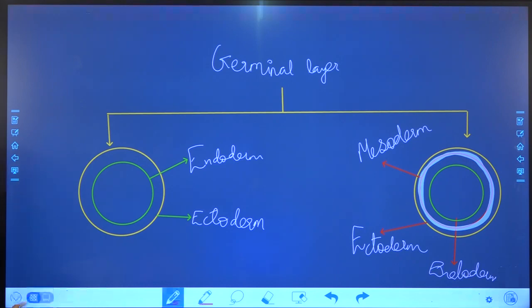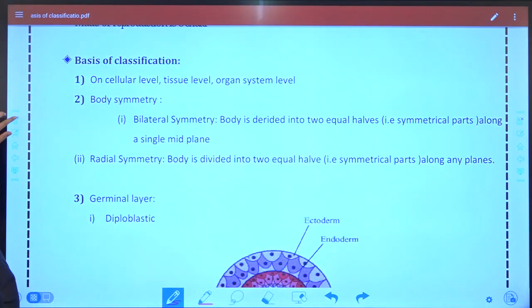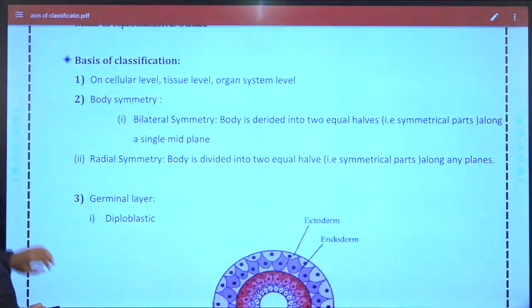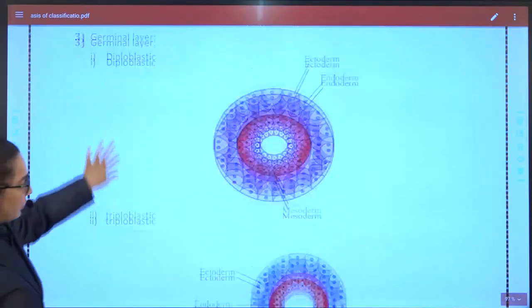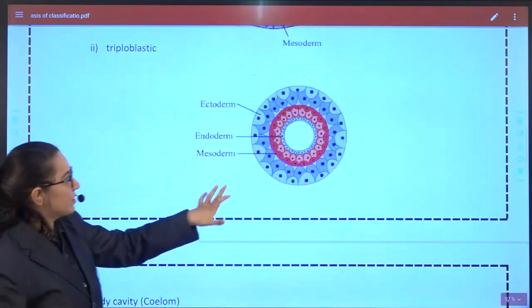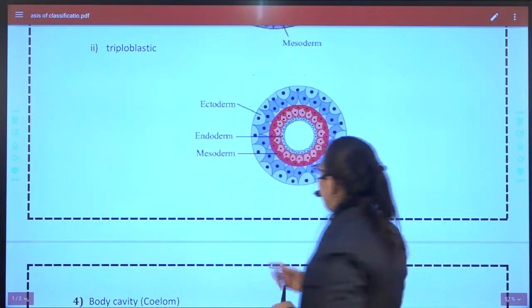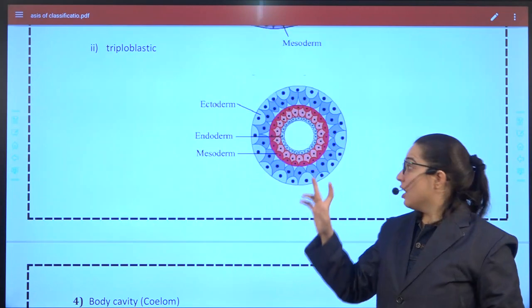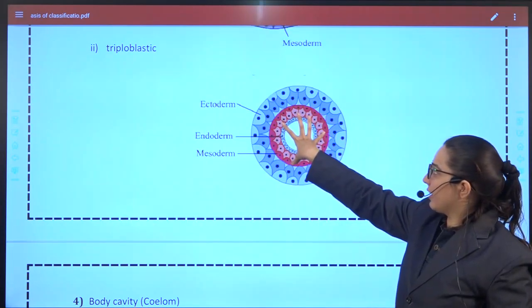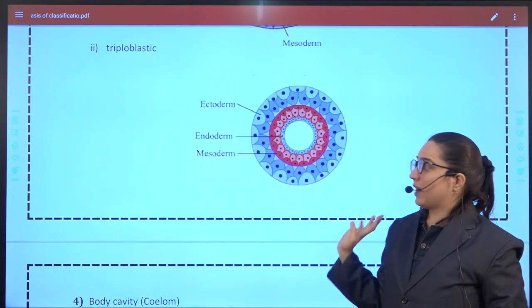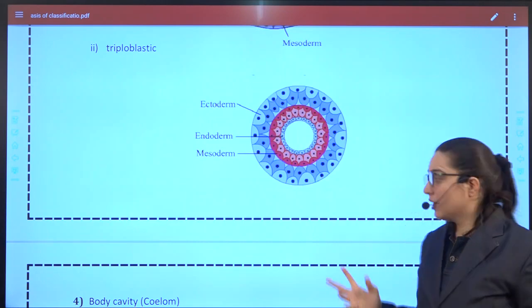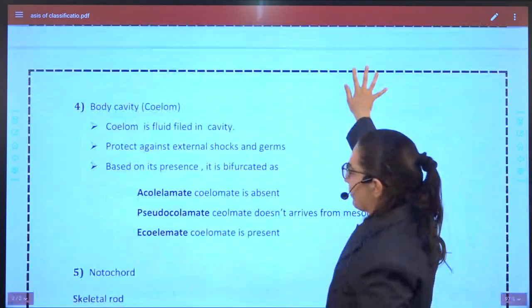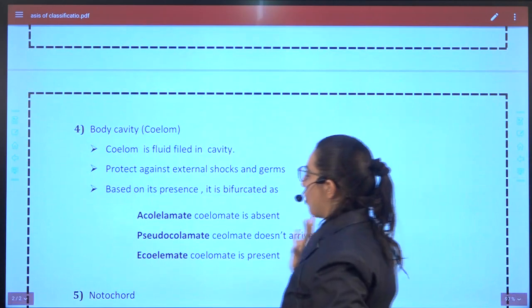So I hope you're clear with the content. Now, here it is. If only two layers are present, ectoderm and the endoderm, then it is diploblastic. But if this third extra layer, the red color one, you can see that is the mesoderm, if that is present, then it will be triploblastic. The next one is the body cavity.